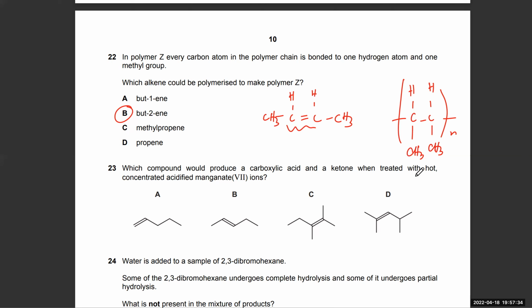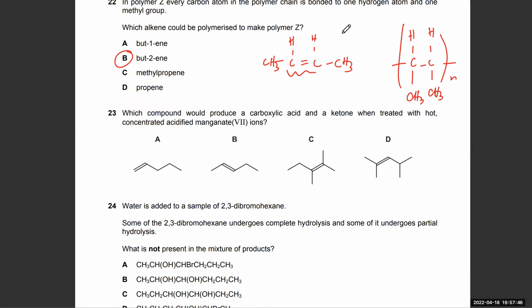उसके बाद है, there's this which compound would produce this one. Second. Just hold on 1 second. So the next one is which compound would produce a carboxylic acid and a ketone when hot. Now, this is strong oxidation. So what is strong oxidation? In strong oxidation, the double bond is going to completely break. So the double bond is going to split over here.